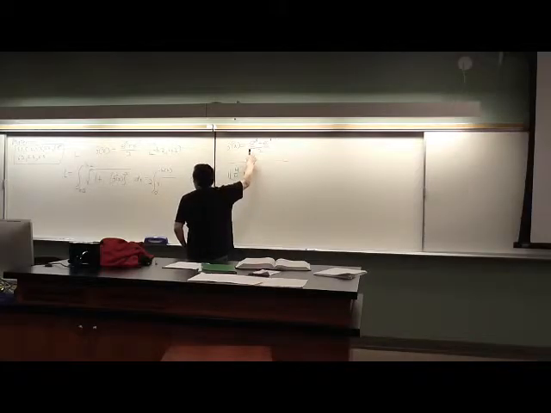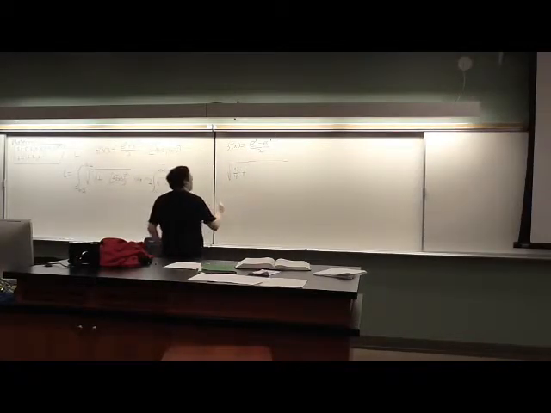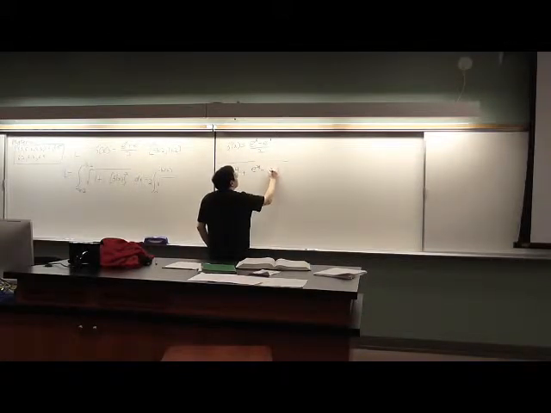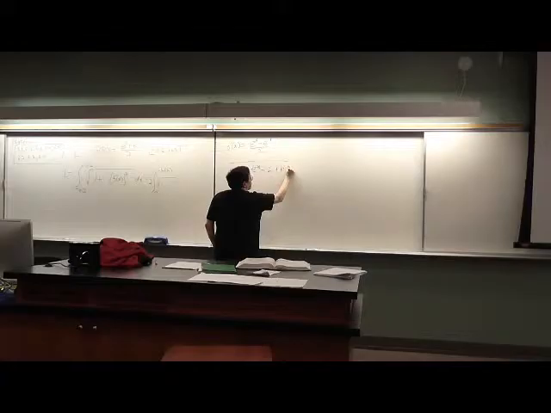We need to square this, right? So that becomes e to the 2x minus 2. This e to the x times e to the minus x is 1. Plus e to the minus 2x over 4.